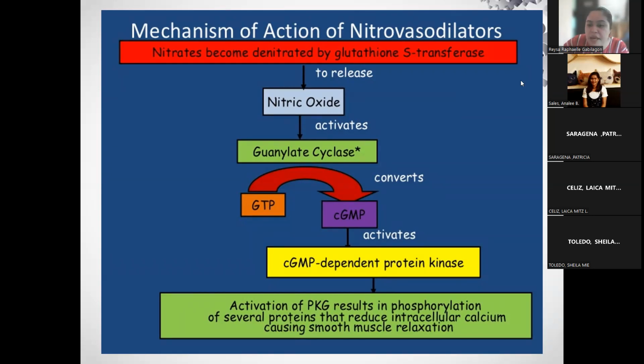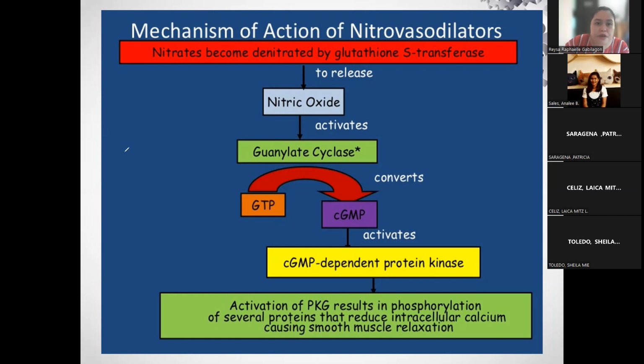And the presence of cGMP will activate this enzyme. So cGMP-dependent protein kinase. Okay, this is another enzyme here. cGMP will activate the cGMP-dependent protein kinase. So activation of this PKG, protein kinase na cGMP dependent, will result in the phosphorylation of several proteins in the body, especially in the blood vessels, that reduce intracellular calcium, causing smooth muscle relaxation.